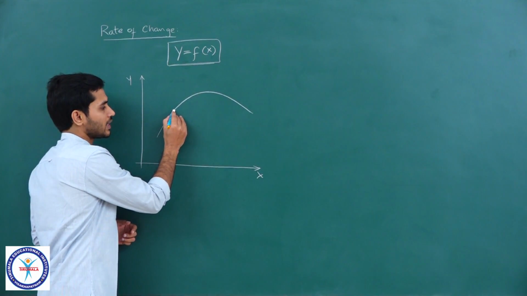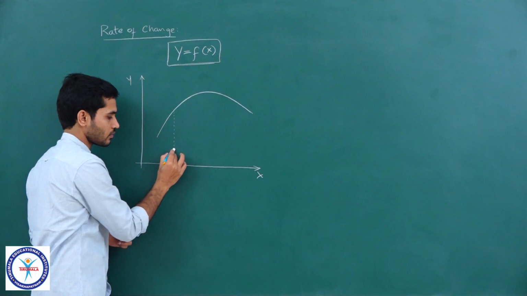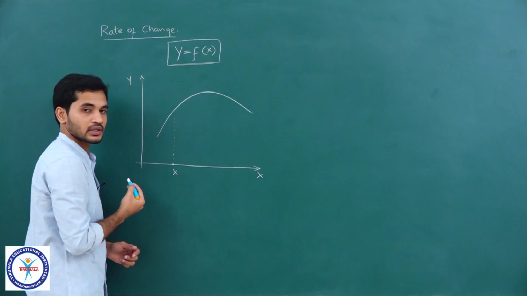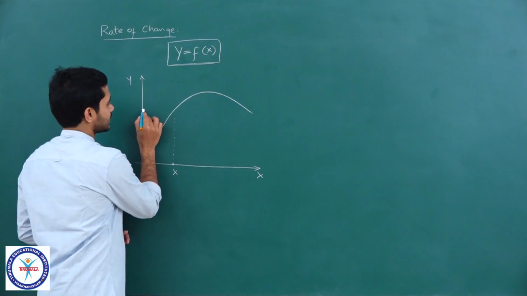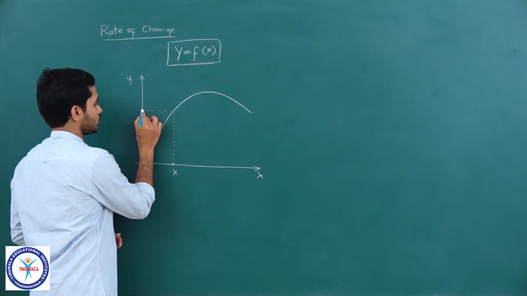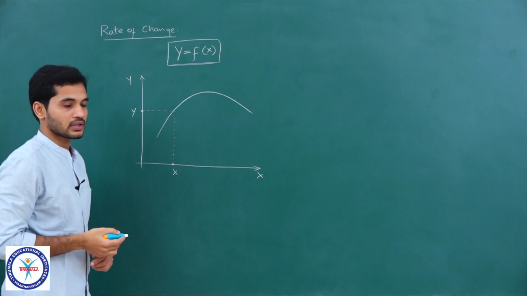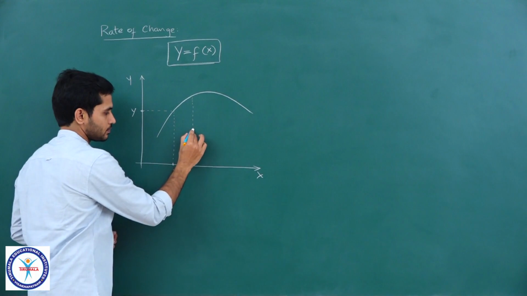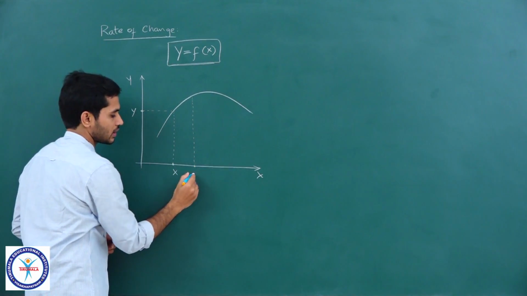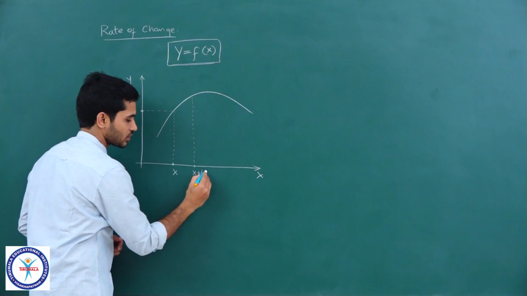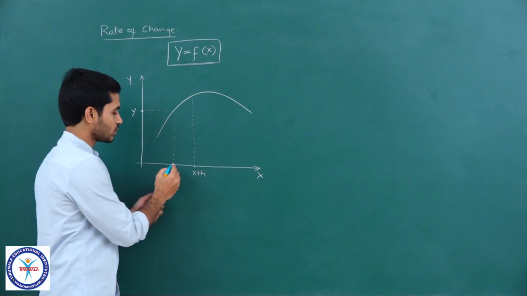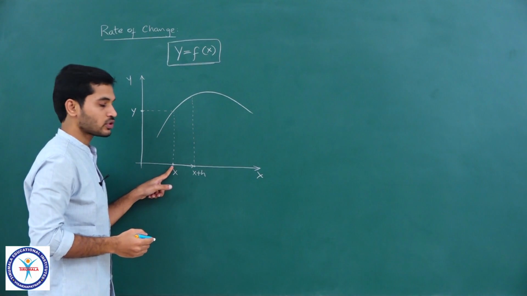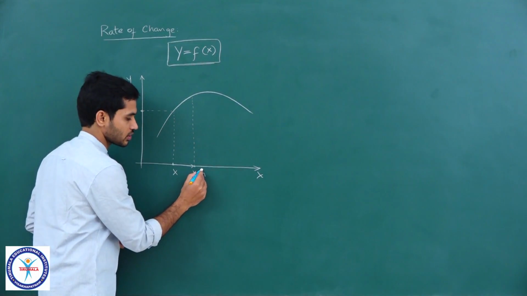For this value of input, let us call it x. For this value of input, let us say this is our output, let us call it y. Now, if I take one more input, let us call this input x plus h, h being the difference between these two. If this length is h, then this input is greater than this input by h. So, x plus h.